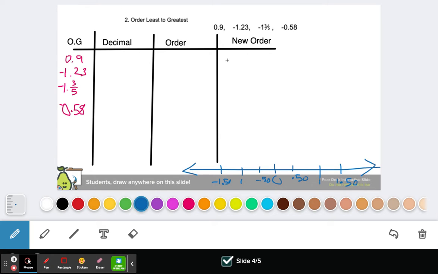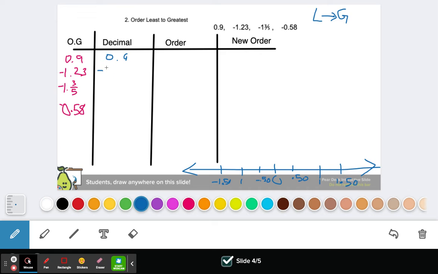So for this one, it says order from least to greatest. So again, I'm going from least to greatest, okay? And then here, again, we have a mixture of decimals and mixed numbers now. So things are gonna be a little bit different, okay? So now I have my 0.9 right here.